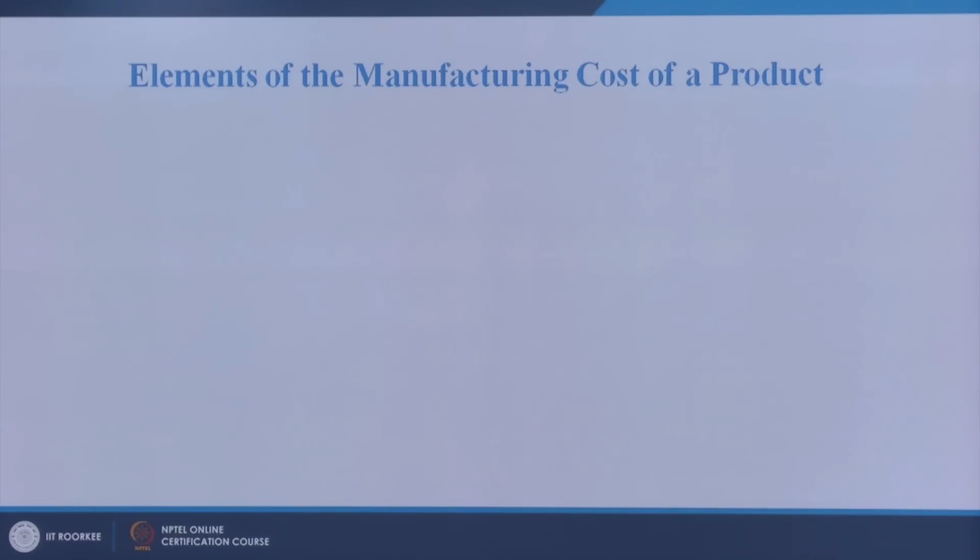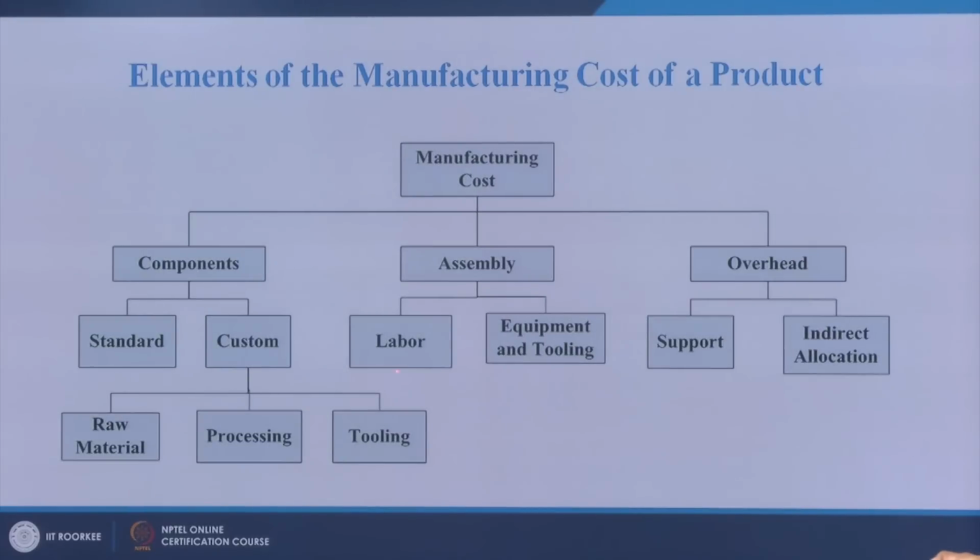Now what are the manufacturing costs of a product? We can see the manufacturing cost of the product can broadly be components, assembly cost and the overhead cost. From the previous slide only, we can break down the manufacturing cost into its individual constituents or components. Components can be standard components, components can be customized components. So if they are standard components, they will be procured from the market. If they are customized, we have to manufacture them. Then for a customized component, we need to have a raw material. There will be processing cost, there will be tooling cost.